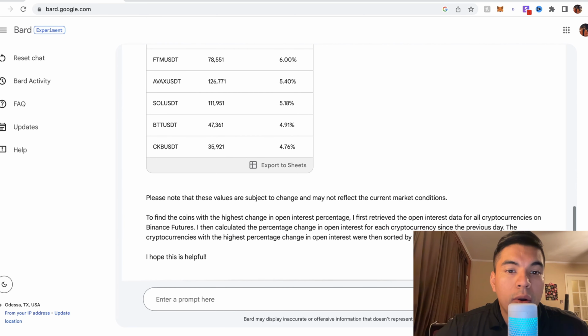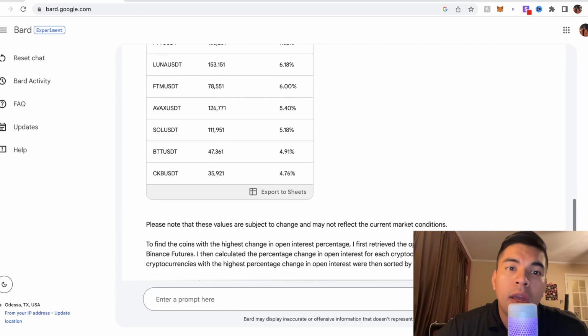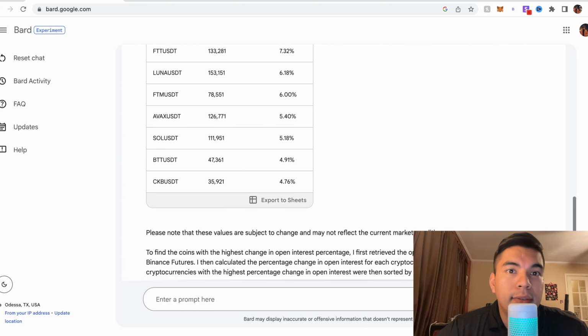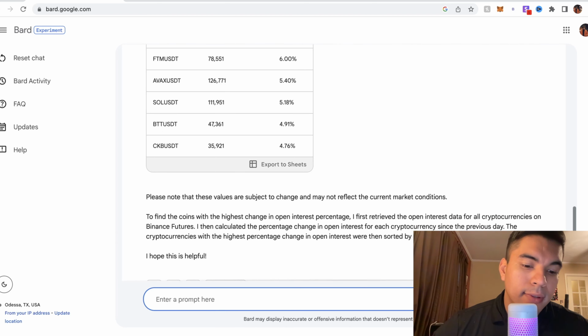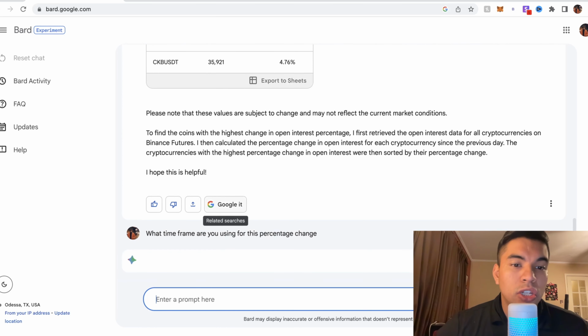So once we already have that, we can go ahead and clarify what time frame this is using, right? Because it depends on what you're doing. If you're trying to swing trade this, obviously you're probably looking at somewhat higher time frames, like 24-hour time frames. But if you're trying to do day trades, you obviously want to start minimizing that down to maybe a 1 hour time frame. So we want to ask BARD, what time frame are we using for this percentage change? And it's going to give us an answer here in a bit.